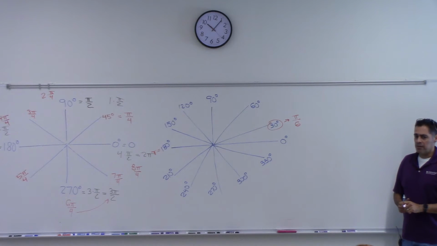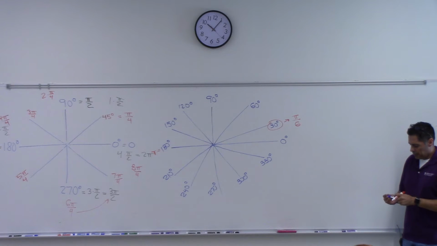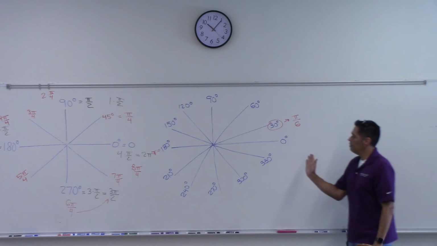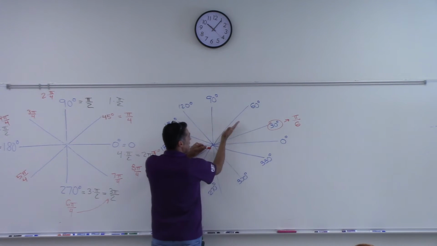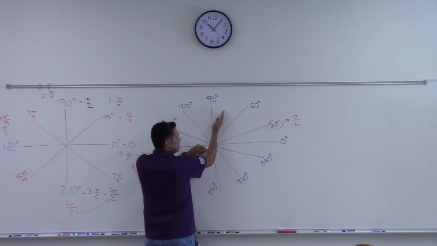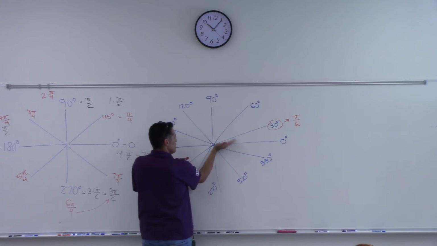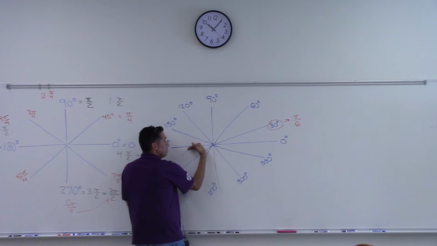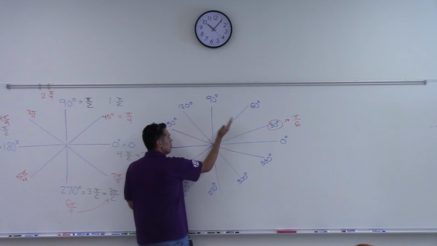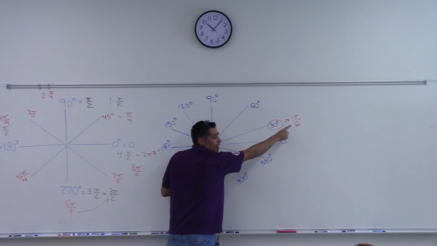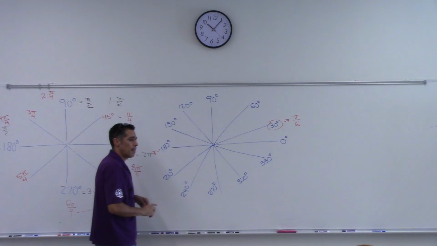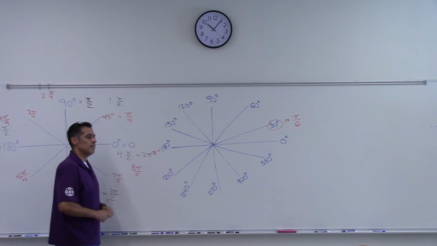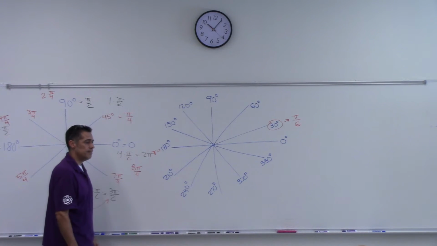Questions on why it's pi over 6? However many pieces we had, right, is what I put pi over here. So from 0 to 180, that's a full pi, right? From here to here is pi. And since I'm cutting it into 1, 2, 3, 4, 5, 6 pieces, this is 1/6 of pi. Yeah, however many pieces you cut it into, it's pi over that.